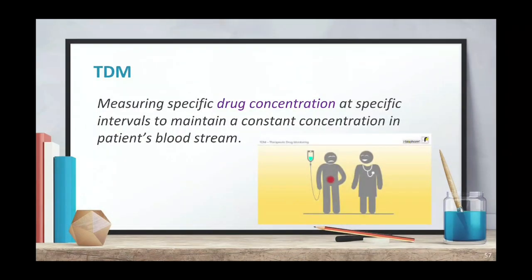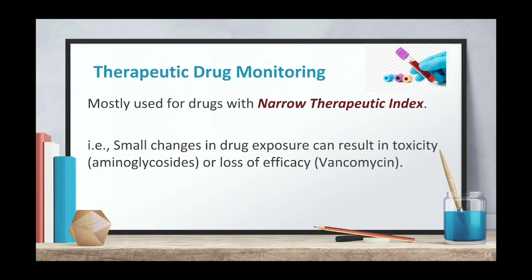The third and the most important option for more accurate therapy is TDM, that is therapeutic drug monitoring. It refers to measuring the specific drug at specific intervals to maintain a constant concentration in the patient's bloodstream. Therapeutic drug monitoring is mostly done for drugs with a narrow therapeutic index, where small changes in drug exposure can result in toxicity, for example with aminoglycosides, or loss of efficacy, for example with vancomycin.